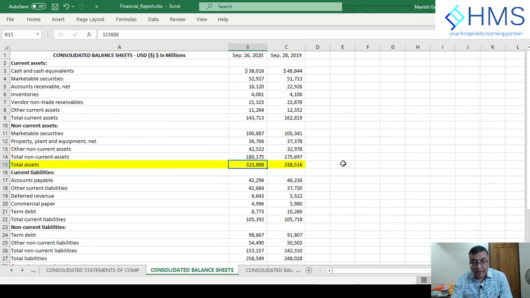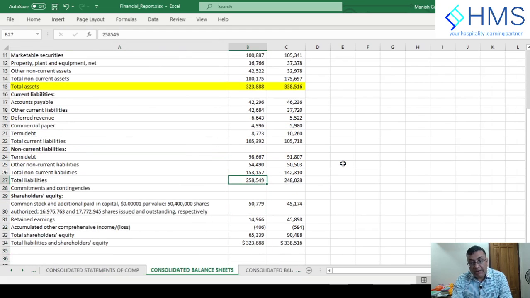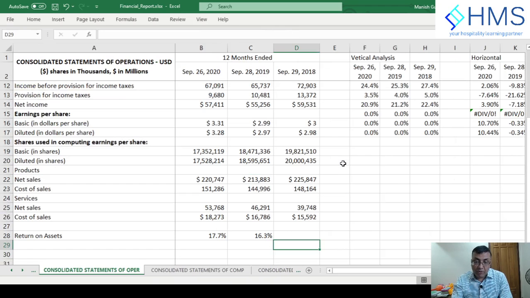In the balance sheet, the value of the company is only $323 billion. Sorry, $258 billion. That's the net worth. However, the company is worth $1 trillion, so it's 5 times more, right? So when it's 5 times more, then your return is going to be 5 times less, so divide by 5. Here it is only 3.5%.